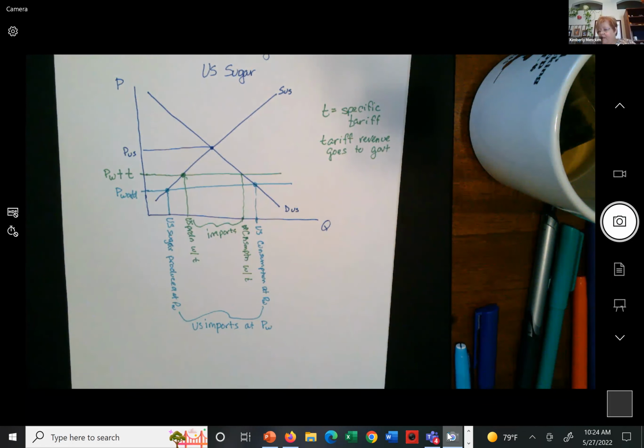So when I talked about Japanese steel and our problems with it, dumping was one of the problems that we saw. The Japanese were selling the steel in the United States for less than they were selling it at home in Japan. And some were even accusing them of selling it for less than it cost. And again, the whole point was to drive the US steel industry out of business.